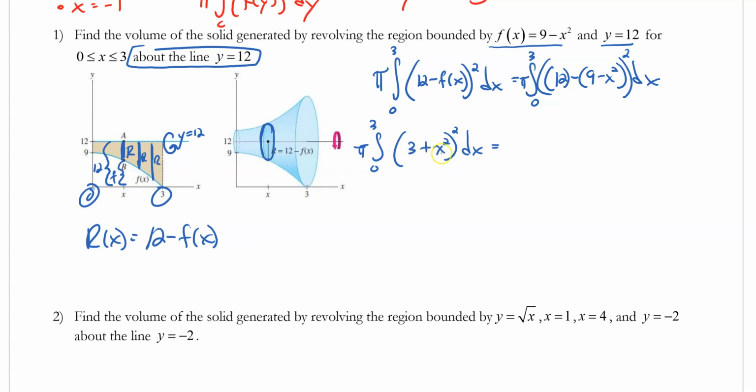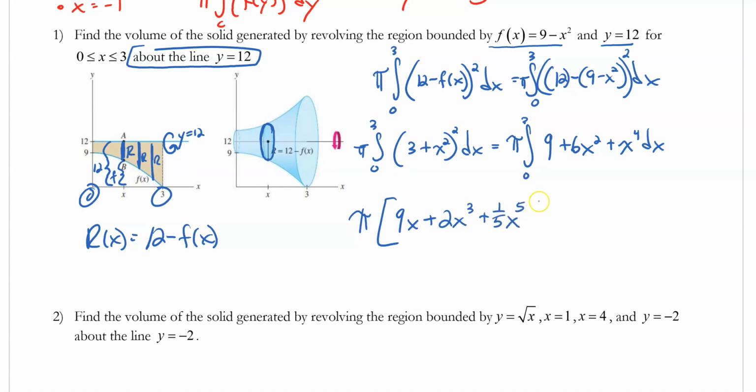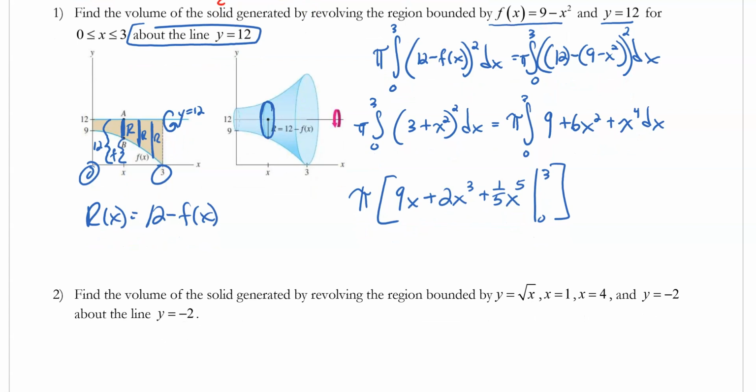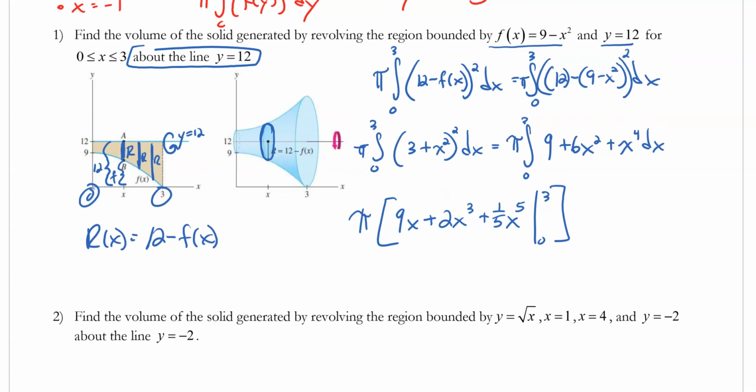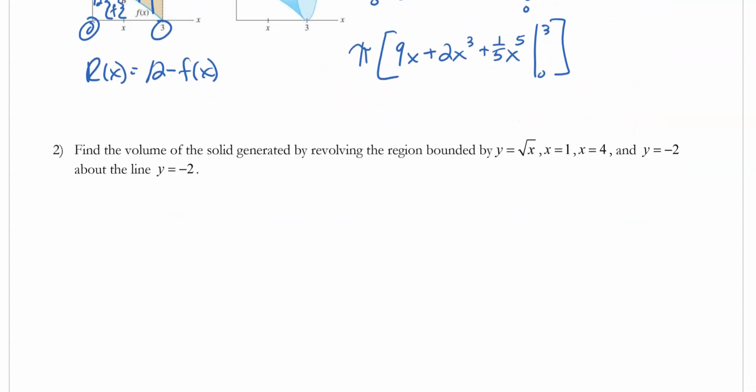So we're going to have to FOIL this and then integrate. So pi integral from 0 to 3 of 9 plus 6x squared plus x to the 4th dx. And from there, find the antiderivative. So 9x plus 3, that'll be a 2 actually, plus 2x cubed plus 1/5 x to the 5th. And we still have to apply the FTC, but I'll leave that part. That part's just number crunching. So that's an example of revolving around a horizontal axis that's not necessarily the x-axis.